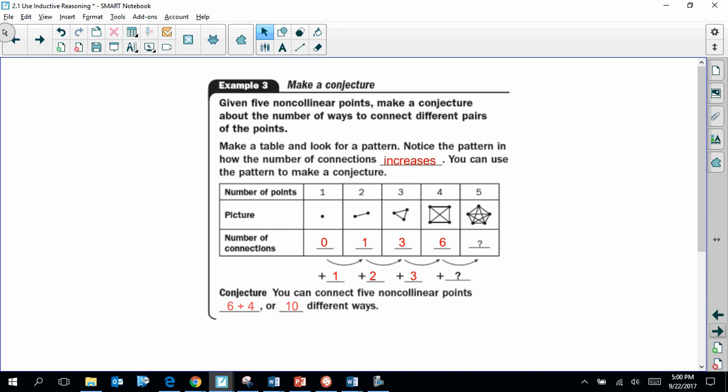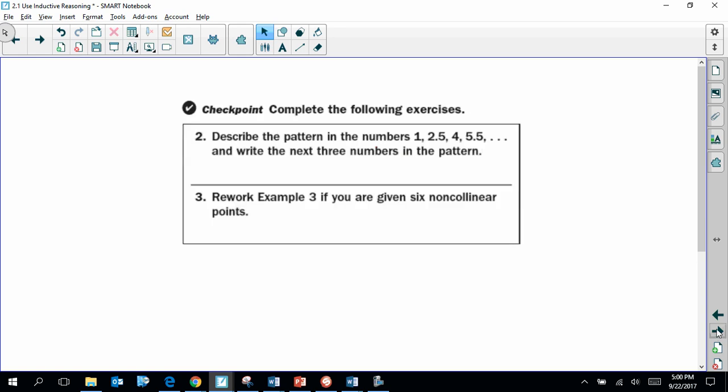So if I wanted to know what the next one would be, moving on, for a 6-sided figure, I'm going to say 6 plus 4 and show that that one would increase 10 different ways. Okay, that's how many handshakes we could have if we had 6 people standing in a room where nobody shook hands more than once.